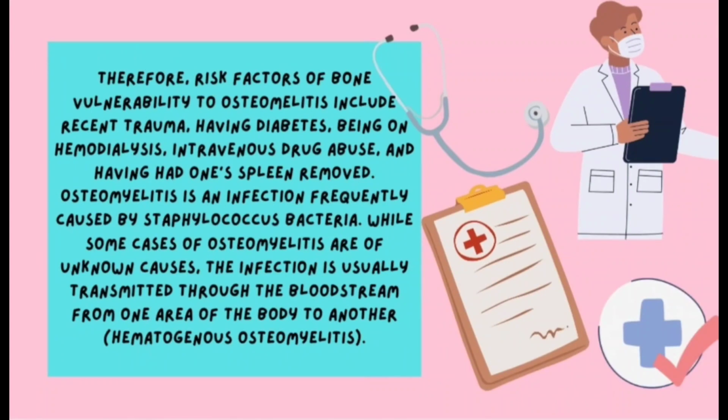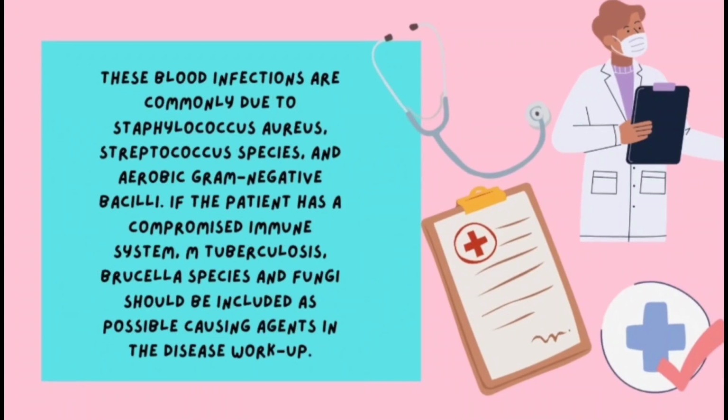Risk factors for bone vulnerability to osteomyelitis include recent trauma, having diabetes, being on hemodialysis, intravenous drug abuse, and having a splint removed. Osteomyelitis is an infection frequently caused by Staphylococcus bacteria, while some cases are of unknown cause. The infection is usually transmitted through the bloodstream from one area of the body to another. These blood infections are commonly due to Staphylococcus aureus, Streptococcus species, and aerobic gram-negative bacilli.